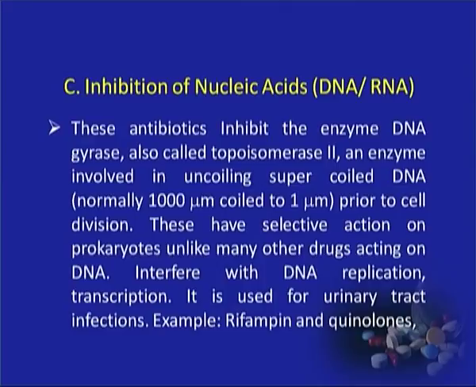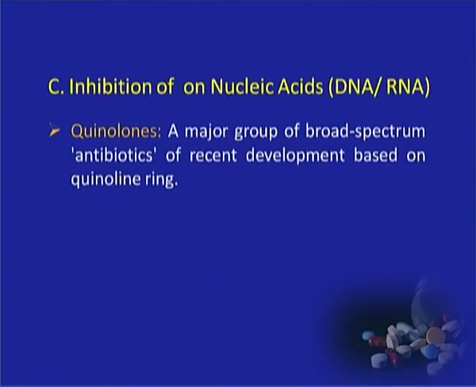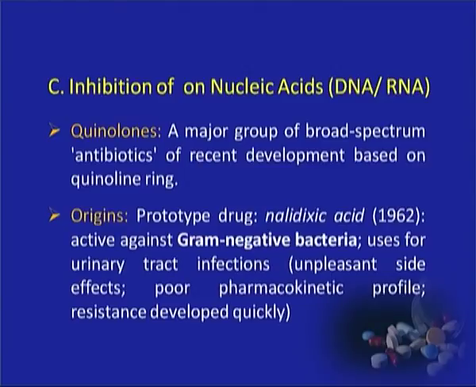These types of antibiotics interfere with DNA replication and transcription, and are used for urinary tract infections. The examples of this category of antibiotics are rifampin and quinolones. A major group of broad spectrum antibiotics are the quinolones of recent development, which are based on the quinoline ring. Let us discuss their origin. They originated from nalidixic acid in 1962.